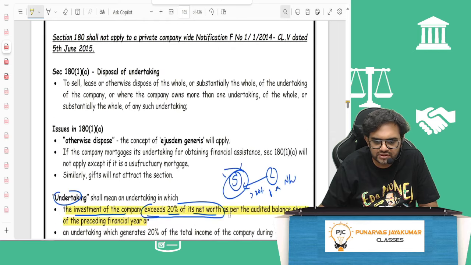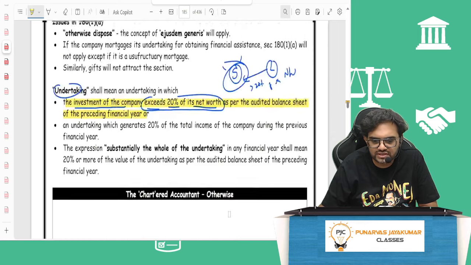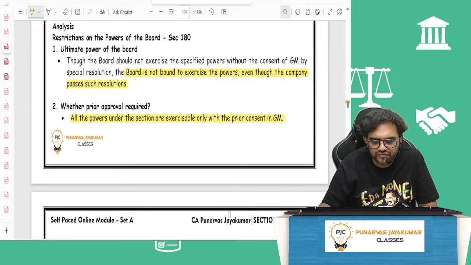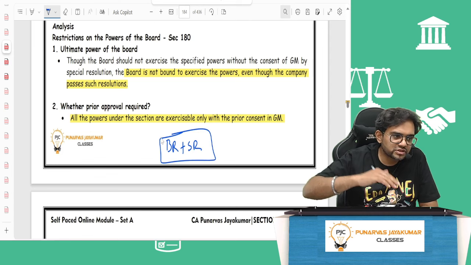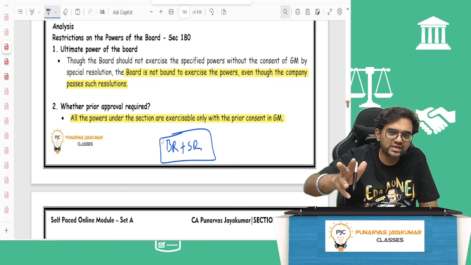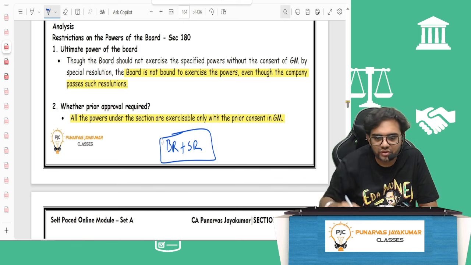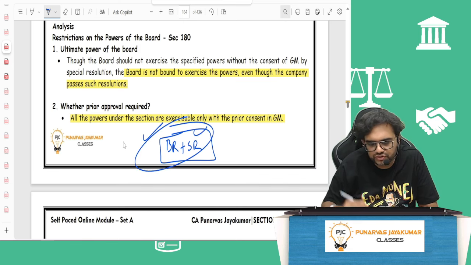So guys, in all these cases, first of all, you need a board resolution. Then before that, special resolution. Basically, they'll pass a board resolution. It will go to the shareholders. Shareholders will agree, oh yeah, you can sell the undertaking. Only then it will be implemented. So board resolution and special resolution. Very simple.